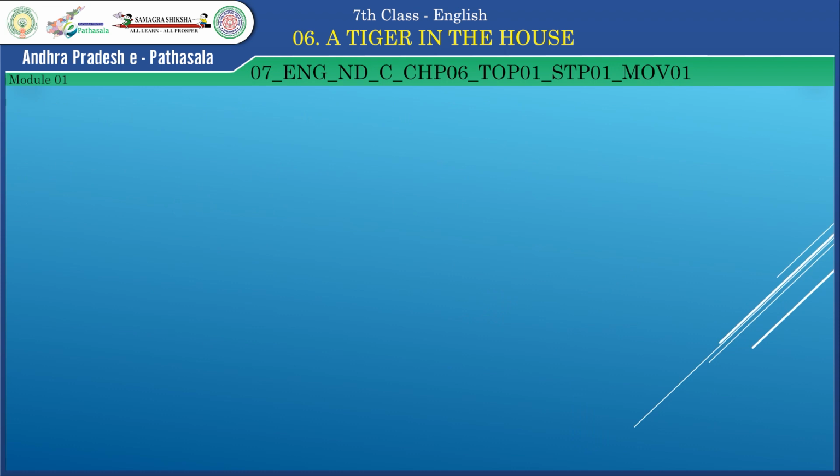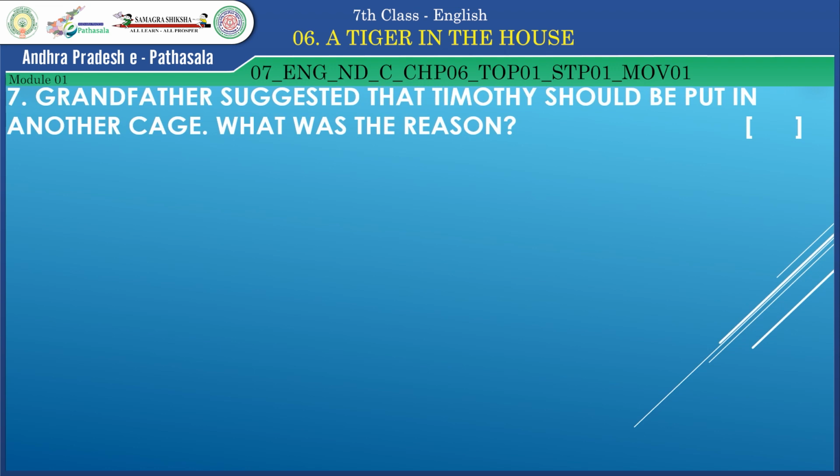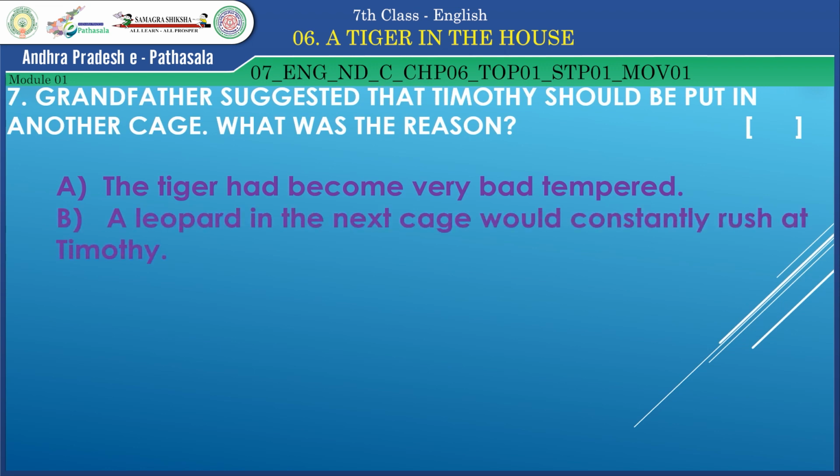Question number 7. Grandfather suggested that Timothy should be put in another cage. What was the reason? Option A. The tiger had become very bad tempered. Option B. A leopard in the next cage would constantly rush at Timothy. Option C. The cage was too small for a full grown tiger. Tell me what's the correct answer? Yes, you are absolutely right. Your answer is option B.